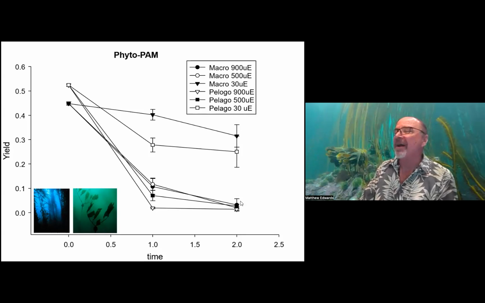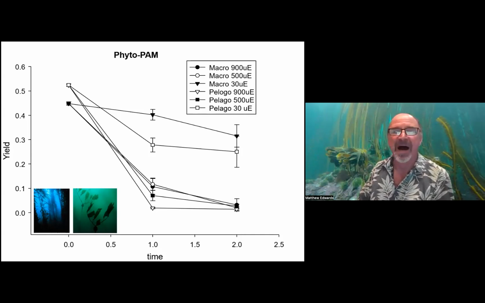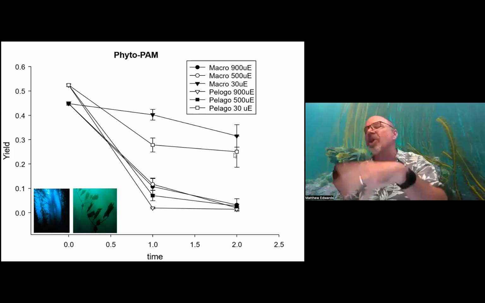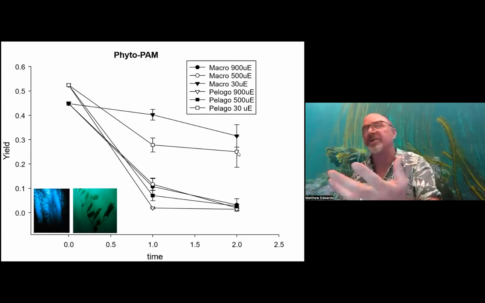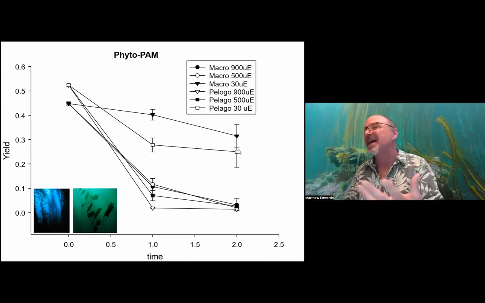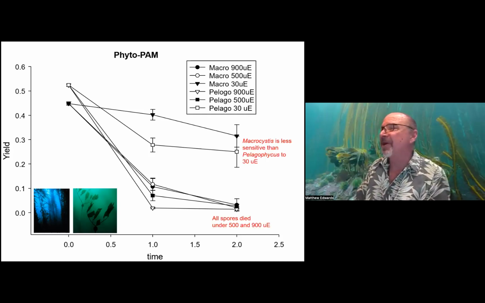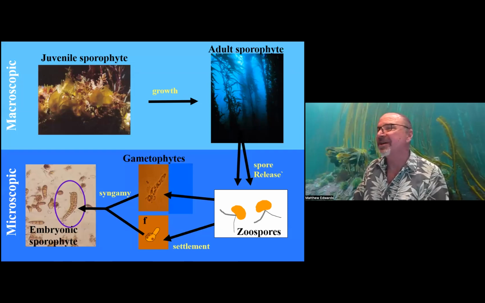So all the Plagophycus under high light levels died. And where they survived, even though it was very instantaneous, within 24 hours, they're already beginning to show reduced quantum yields and photosynthetic stress, and ultimately they died. So Macrocystis appears less sensitive to the high light conditions.